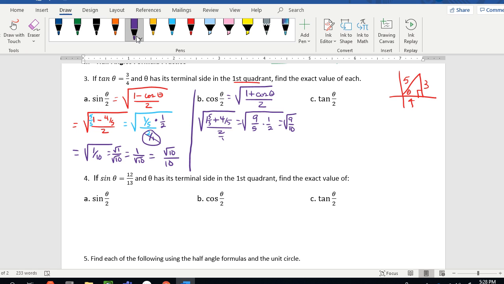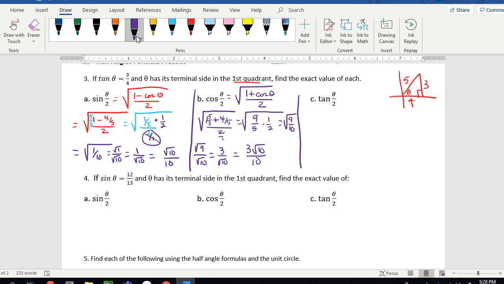And then that gives me the square root of 9 on top, square root of 10 on the bottom. 3 over the root of 10. Can't leave it like that. 3 root 10 over 10, for the same reason the last one was.